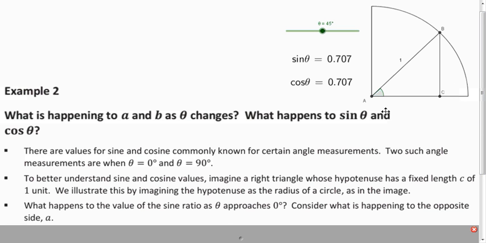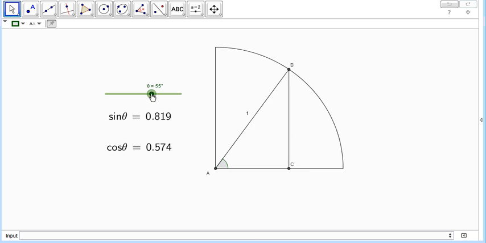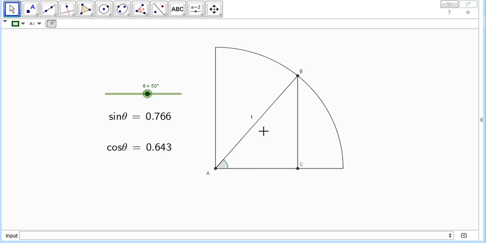So let's see what happens to these values in GeoGebra. So what happens to sine and cosine as we approach 0? So in this case, we have this quarter circle. And the hypotenuse isn't changing. It's always 1. There's my little slider that controls the angle. And what happens as this value of theta gets closer to 0 degrees? What's happening to sine and cosine?